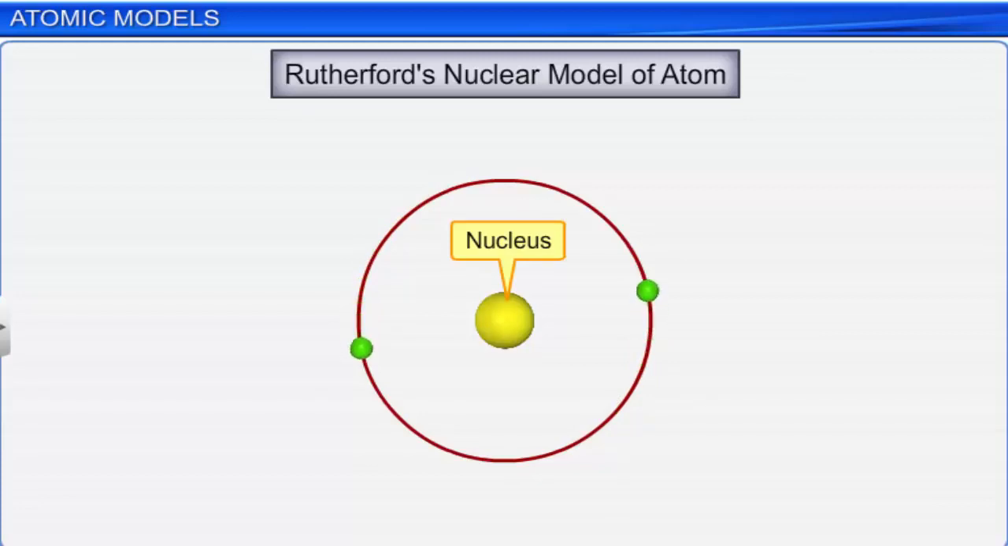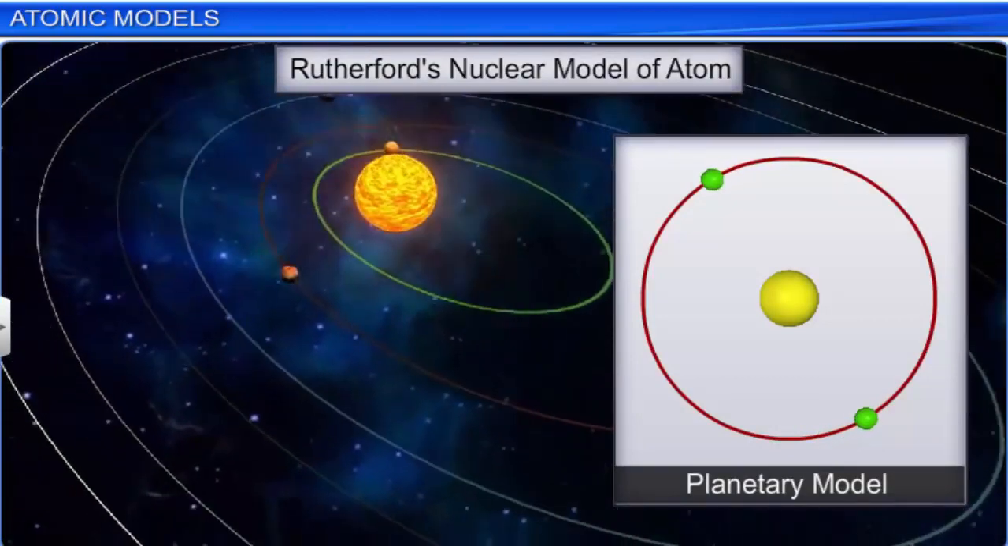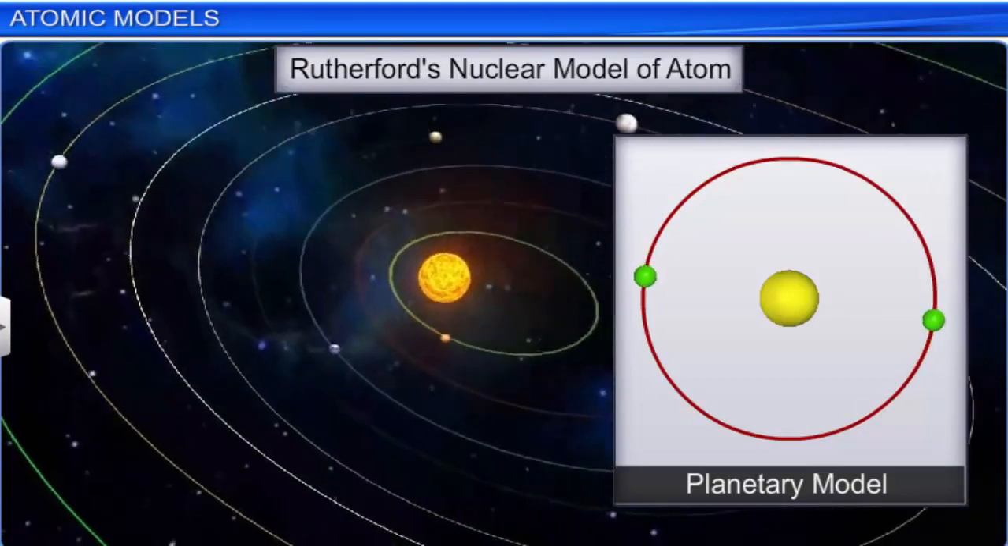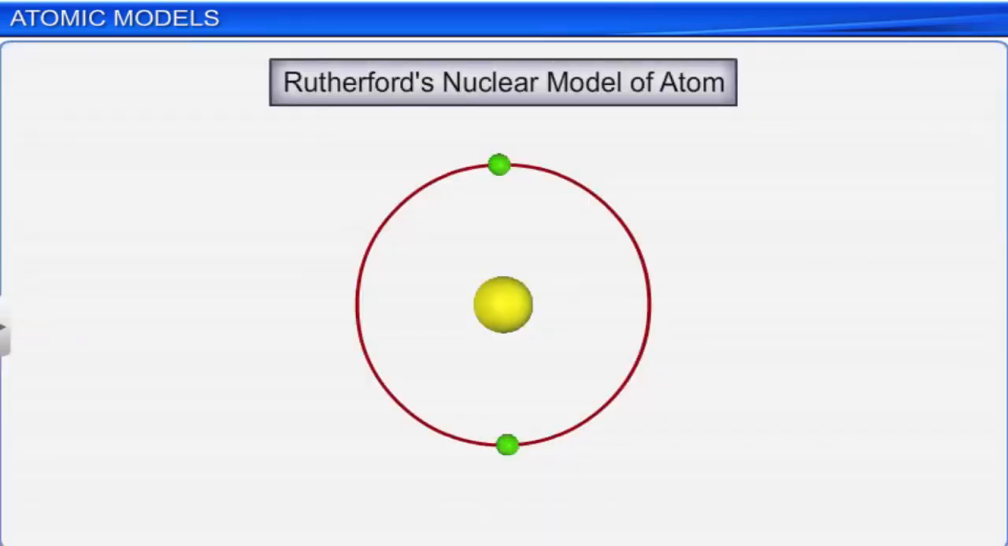They revolve around the nucleus with high velocities in circular paths so as to counterbalance the electrostatic forces of attraction between the protons and electrons. Electrostatic forces of attraction hold the electrons and the nucleus together in an atom. As electrons move in circular paths around the nucleus, just like planets revolve around the Sun in the solar system, Rutherford's atomic model is also called planetary model. Thus, Rutherford's model could account for the presence of nucleus and electrons outside the nucleus.